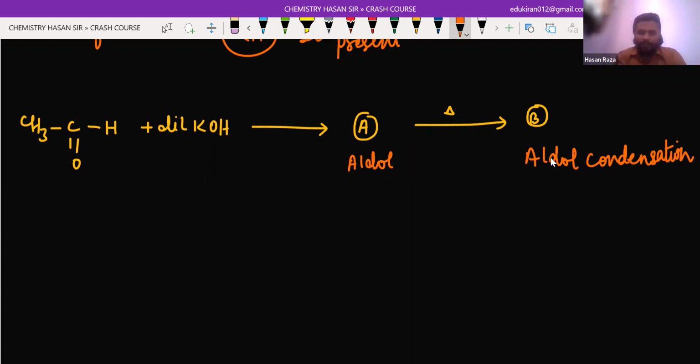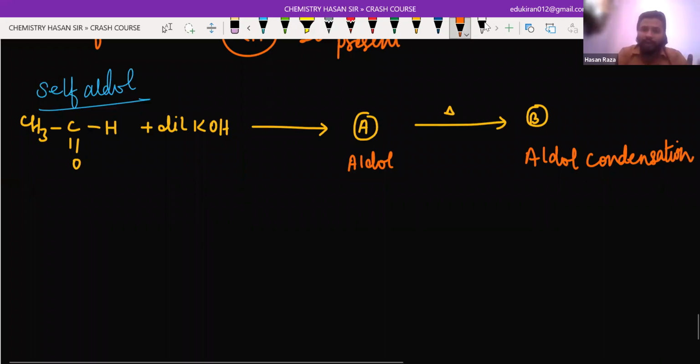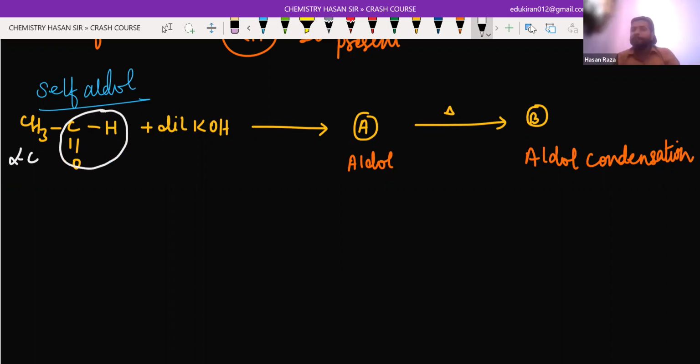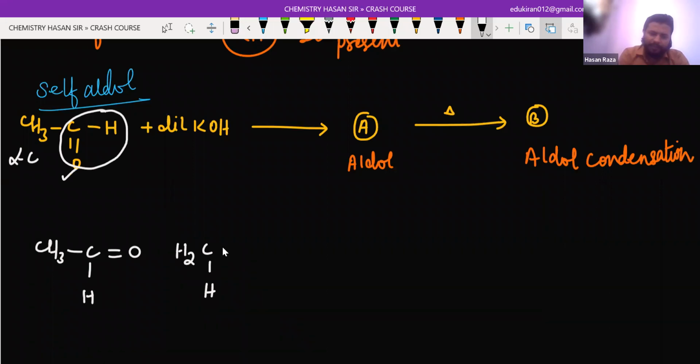First of all, I'm going to give you a very easy trick to remember this. Since it is self-aldol, that means you are going to take 2 moles of ethanal. And one more point you should be clear with is that this is your main functional group. That means this is your alpha carbon, and this alpha carbon has three alpha hydrogens. Now you are going to take 2 moles of this and write it like this: CH3CH=O. And you are going to take another mole of this and write it in this way. I would like to tell you to write in this way.